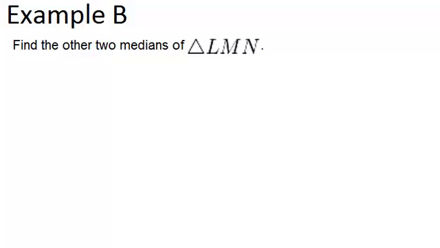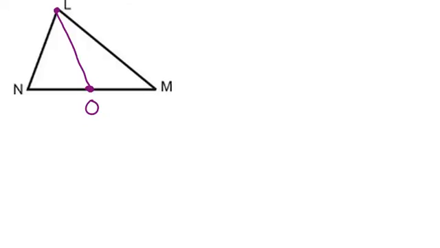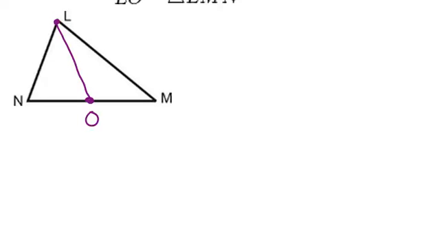For example B, it says, find the other two medians of the triangle. So let's go back to our picture from before and find the other two medians. To find the other two medians, what you want to do is find the midpoint of LM and connect that point to point N, and that will be another median. And the third median would be the midpoint of LN and connect that to point M. Notice all three medians intersect in one point, and this point is called the centroid.